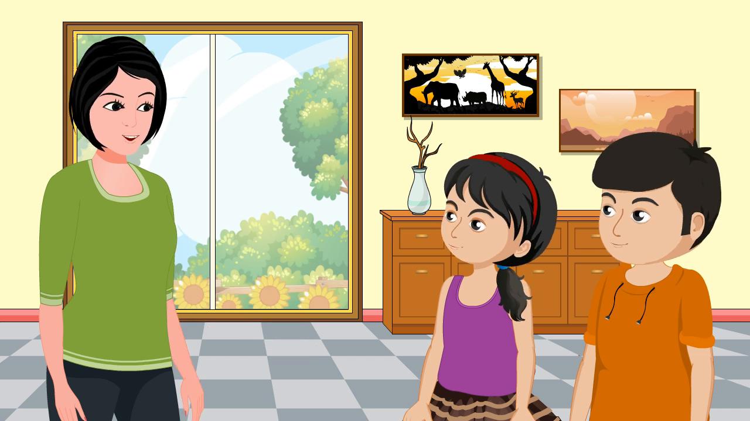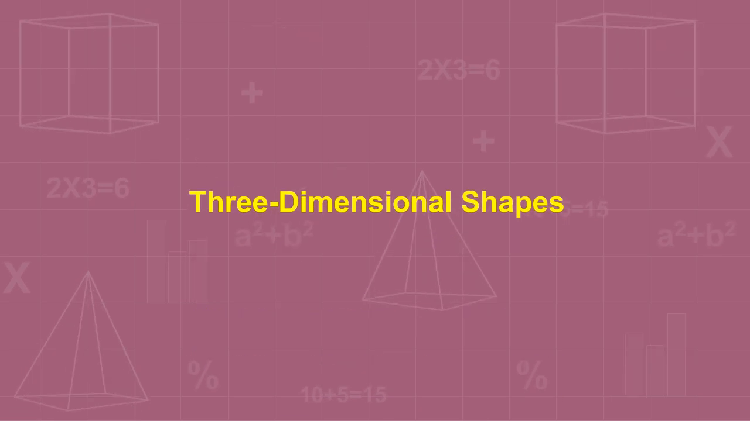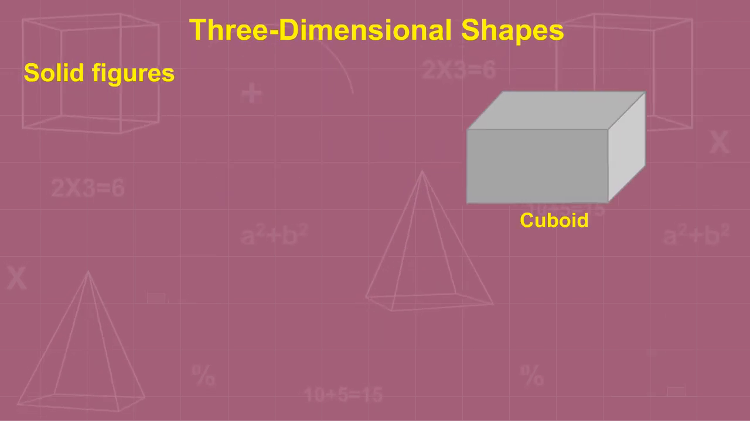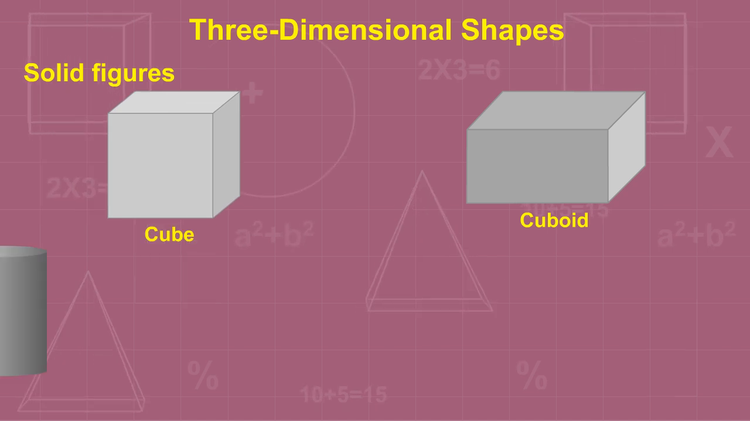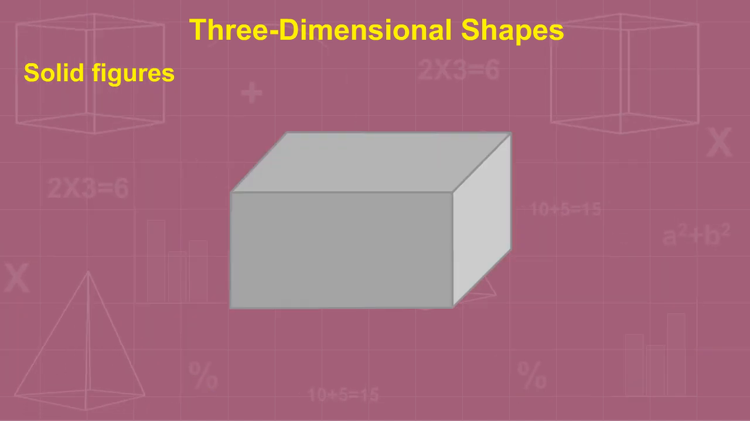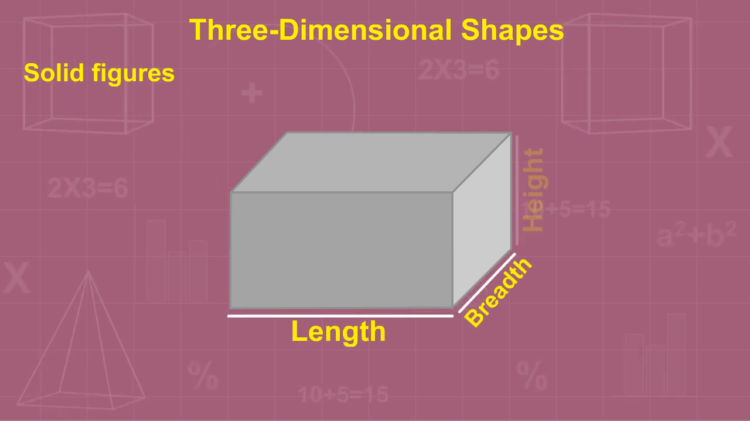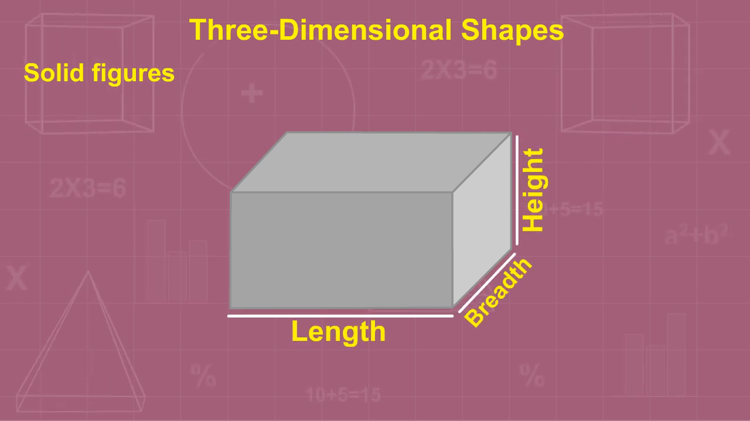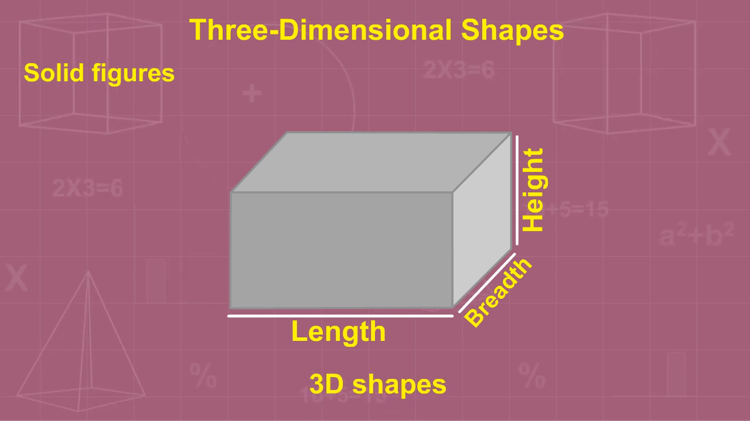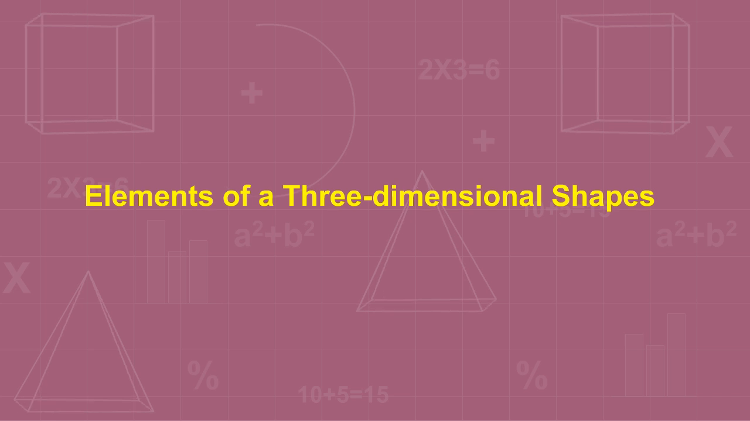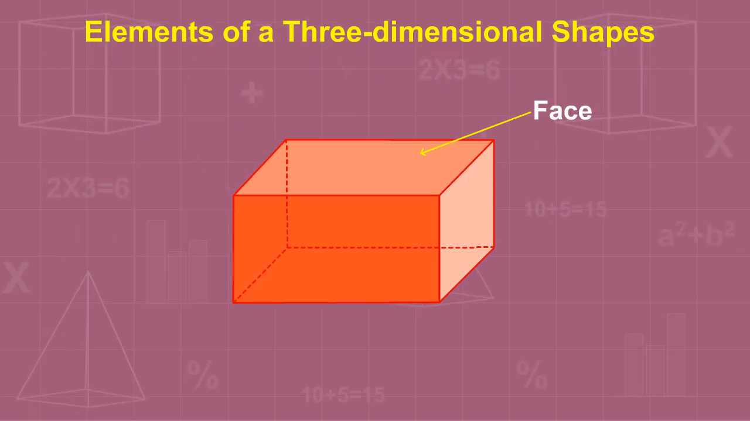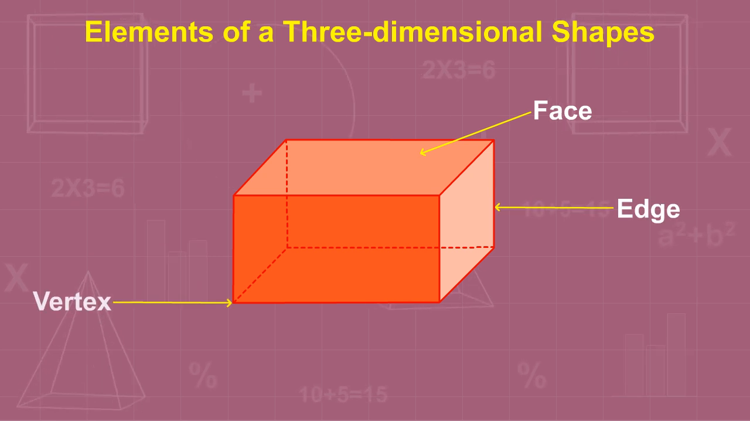Now we will study three-dimensional shapes. Solid figures such as cuboids, cube, cylinder, sphere, etc., having 3 dimensions, length, breadth and height, are known as three-dimensional shapes or 3D shapes. Elements of a three-dimensional shape. A three-dimensional shape has face, edge and vertex.